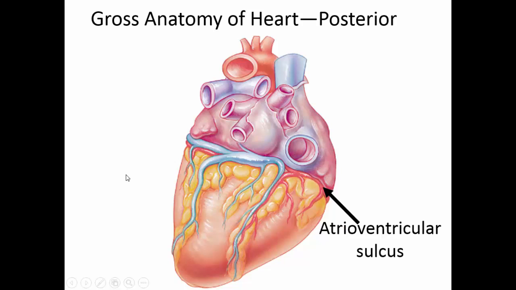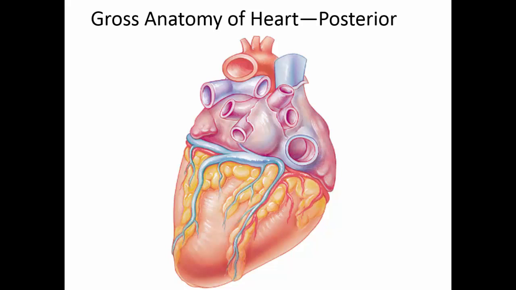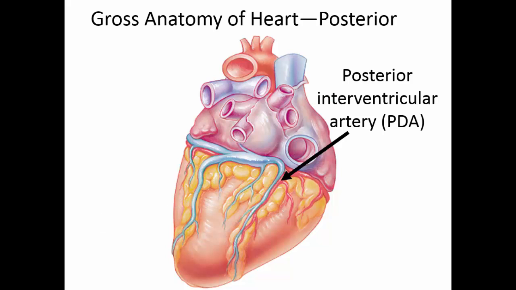The atrioventricular sulcus is best seen on the posterior of the heart, and it's the groove between the atria and the ventricles. And then down the back of the heart is another groove between the two ventricles called the posterior interventricular sulcus. The great cardiac vein collects the coronary circulation. The middle cardiac vein all drain into the coronary sinus, which empties directly into the right atrium.